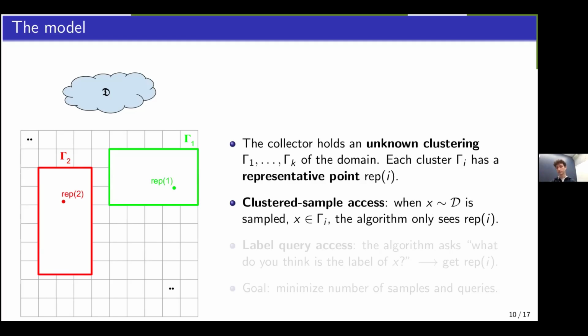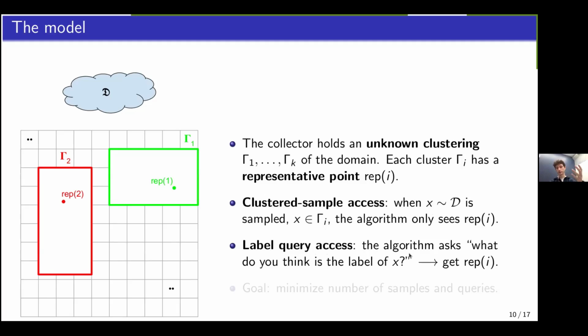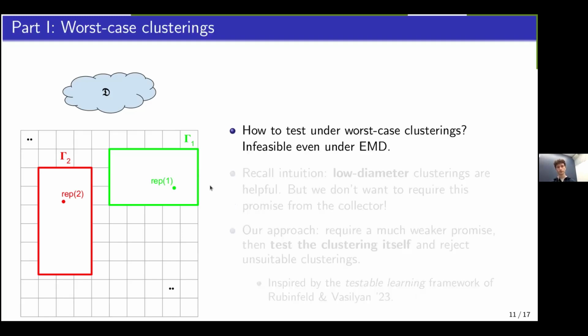And what else can the algorithm learn about the input? Well, we can learn something about the labeling function of the collector. And the way this works is that we have label query access of the following form. The algorithm can pick any point X that it likes and ask the collector, what do you think is the label of X? And the collector will say, for example, it's rep i, for the same i as I described here. So our goal is to test the property of the distribution D that we care about while minimizing the number of samples and the number of queries, hopefully accomplishing sublinear in both cases.